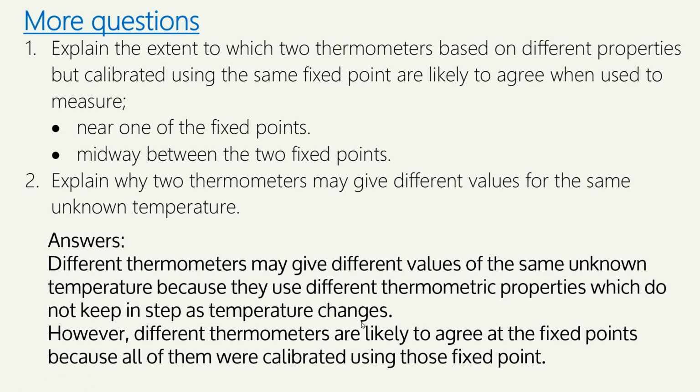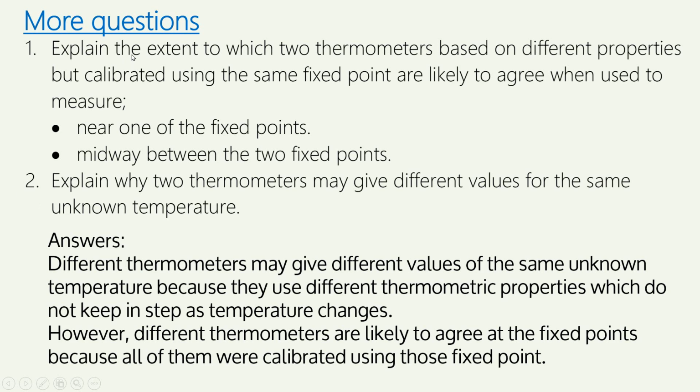They don't vary in the same way. They don't keep in step during their variation with the temperature. So please note this, that the different thermometric properties do not keep in step as temperature changes. However, the different thermometers are likely to agree at the fixed points because all of them were calibrated using those fixed points. And that is the answer for number two.